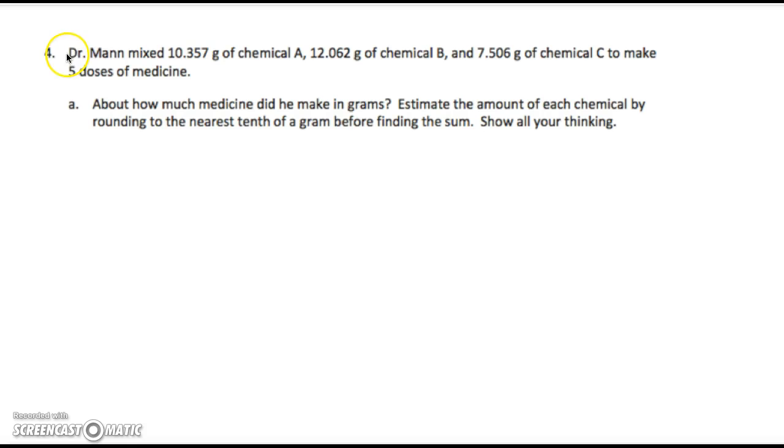So let's look at the question. Dr. Mann mixed 10.357 grams of chemical A, 12.062 grams of chemical B, and 7.506 grams of chemical C to make 5 doses of medicine. It asks, about how much medicine did he make in grams? Estimate the amount of each chemical by rounding to the nearest tenth of a gram before finding the sum.